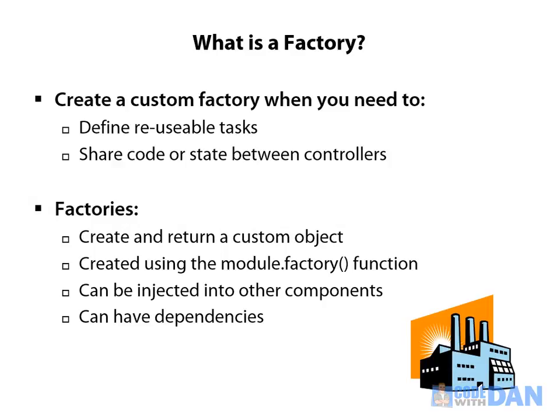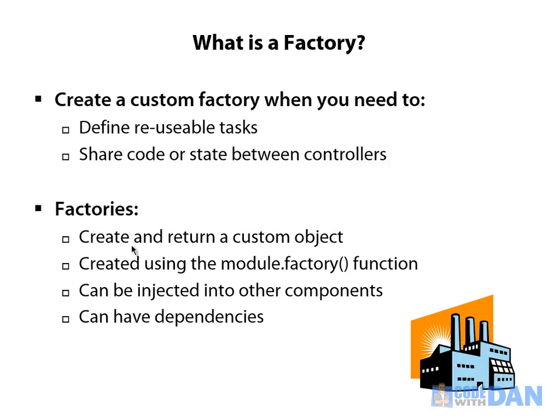Now, a factory itself, as mentioned earlier, is really just a singleton. It's a way to define reusable tasks. It could be calculations, business rules, AJAX calls, or really a multitude of other things you might be doing. You could also even use it to share code or state between controllers, and that makes it so that if one controller is alive and then goes down, another one comes up and wants to get to the data, then they could both go through the same factory to do that. And as mentioned, many other things could be used for this process as well.